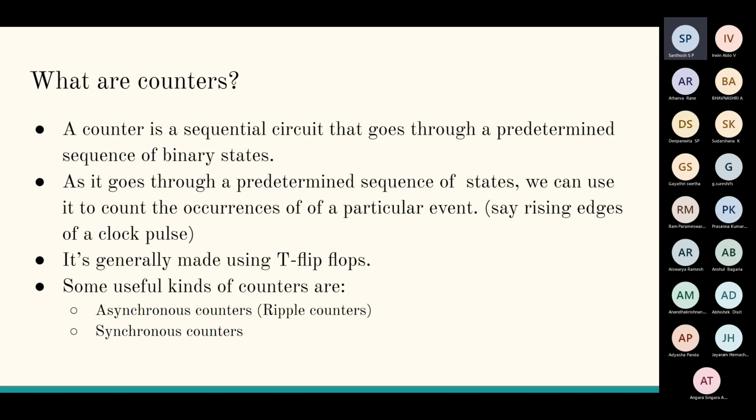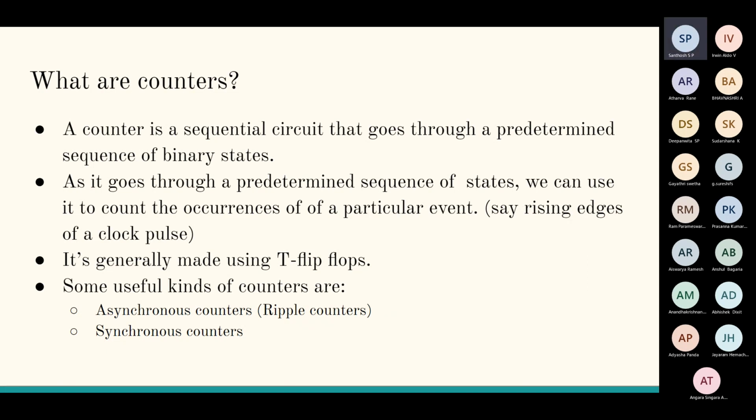So counters are made using flip-flops. The most popular type of flip-flops used to make counters are T flip-flops, though other flip-flops are also used sometimes. We'll look at them later. But most counters are made using T flip-flops. And there are two basic kinds of counters: asynchronous counters, which are called ripple counters, and synchronous counters.